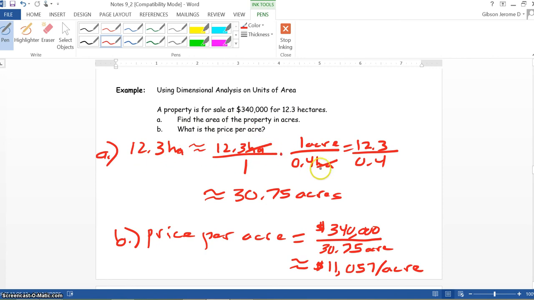So we would change this hectare to acres, which we did in the previous problem. We know 1 acre is equivalent to 0.4 hectares, and we would take this 12.3 and multiply it. The hectares simplify out, and we have 12.3 divided by 0.4, which gives us approximately 30.75 acres. Actually, I should have written acres here as well. Okay, now we have the price per acre. Which is B, we would take our 340,000 divided by our 30.75 acres, and that would give us approximately $11,057 per acre.